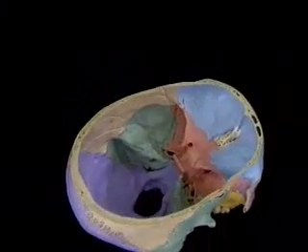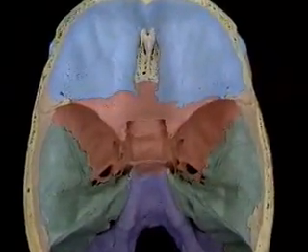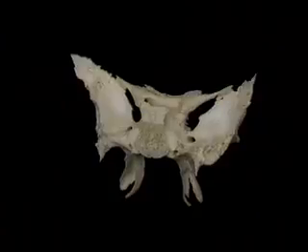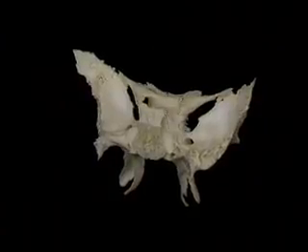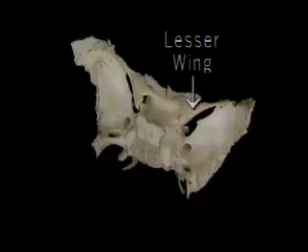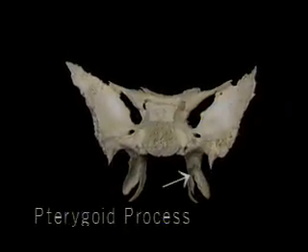The sphenoid bone also forms this large and complicated part of the floor of the cranium. Here's a sphenoid bone all by itself. The sphenoid bone has a central part, and on each side 3 major projections: the lesser wing, the greater wing, and the pterygoid process.